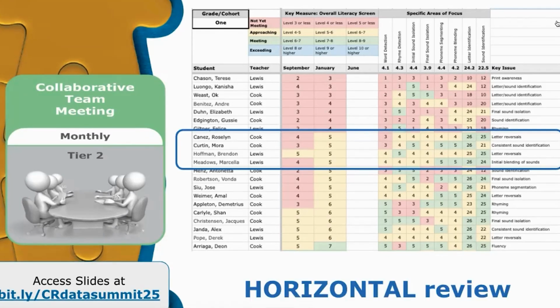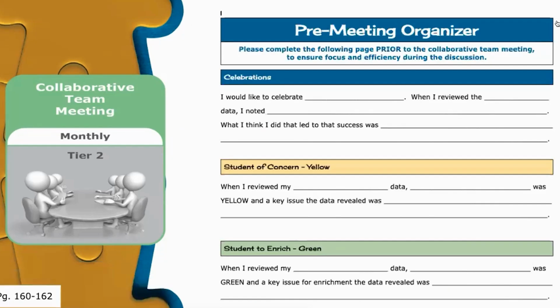This is the game changer when it comes to the collaborative team meeting. We start to look horizontally at our data. And does anyone want to hazard a guess which color we try and focus on primarily? Yellow. We're trying to focus on the students who are close. What could we do? So let me break down what this looks like.